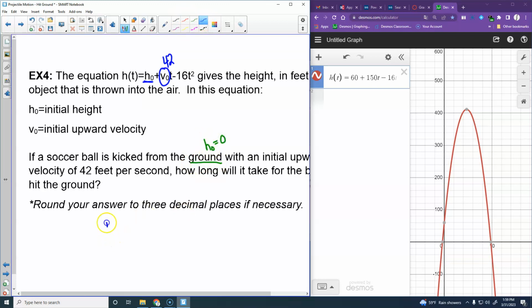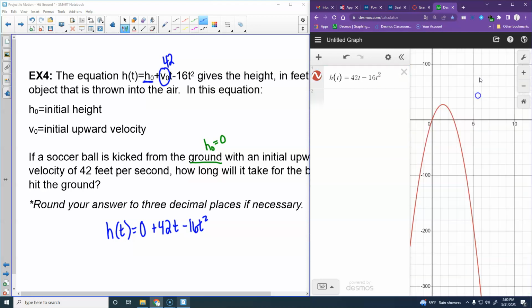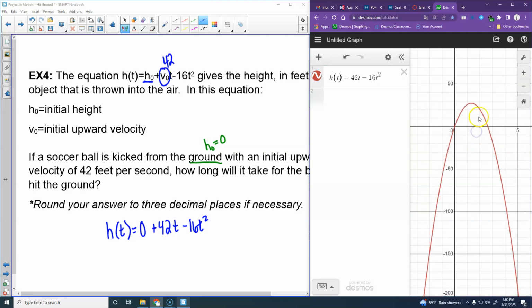So for this, we'll have h of t equals 0 plus 42t minus 16t squared. You can leave off the 0. You don't have to type that in. And we'll have 42t there. And so we can zoom back in some. We want to know where this hits the ground. We're looking at x-intercept. We got 2.625 for our time. And that is in seconds.